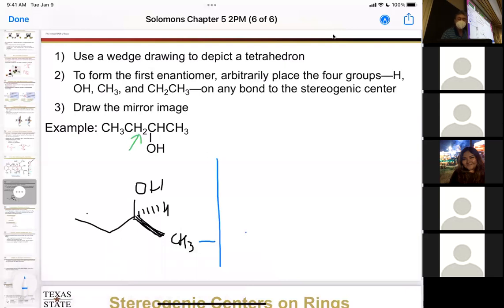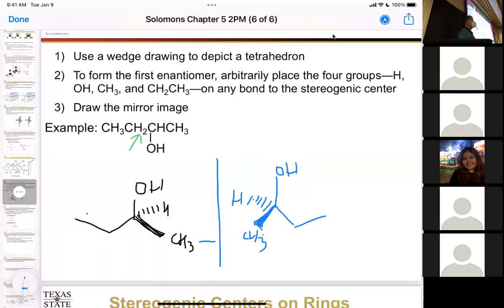So the first thing we see is a CH3, and that's on a solid wedge. The next thing we see is our hydrogen, that's on a dashed wedge. Next thing we see is our OH, that's on no wedge. And then we have our stick.